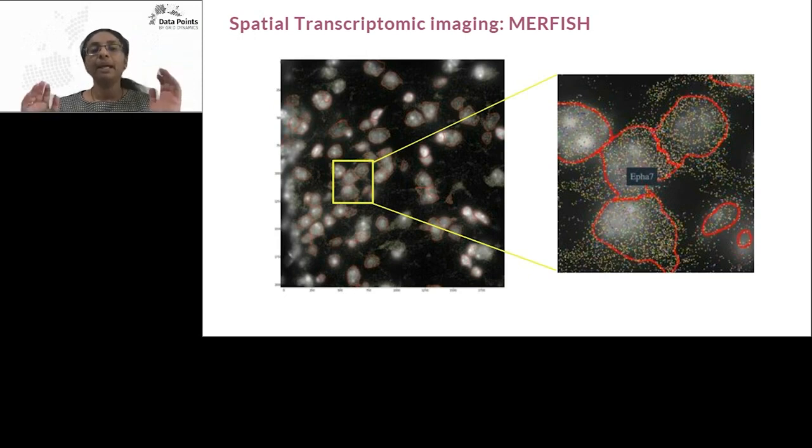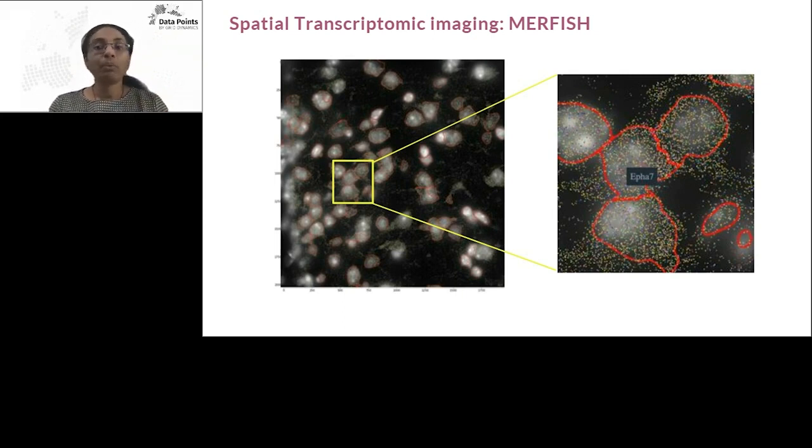So this is one field of view where what you can see here in small circles are the cells. And then, of course, you would like to do cell segmentation. So the red lines indicate the cell segment. And you can actually see small dots in between, all across. Every dot is an mRNA spot or an mRNA transcript. And the color there indicates which mRNA belongs to which gene.